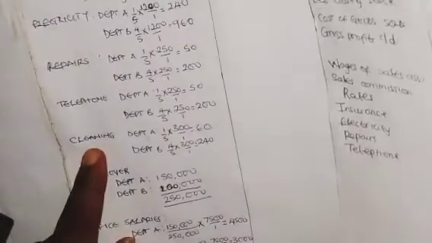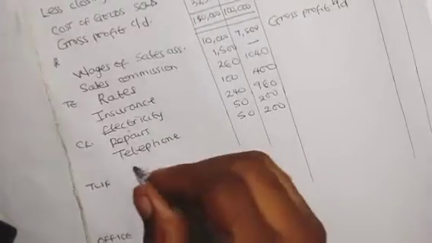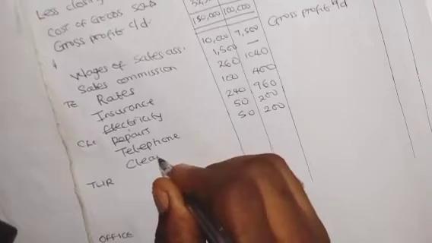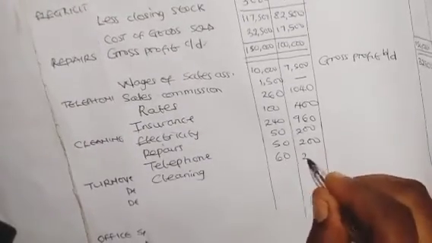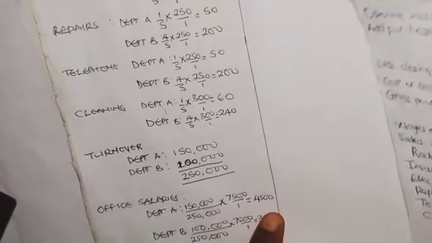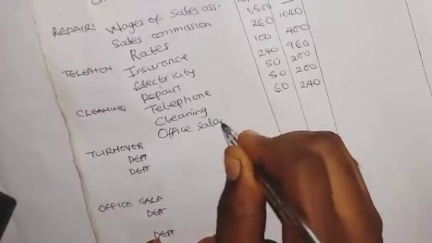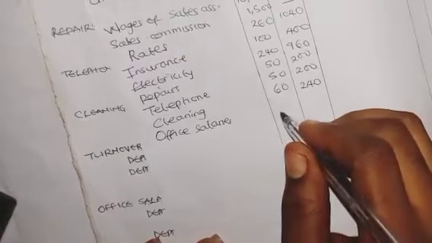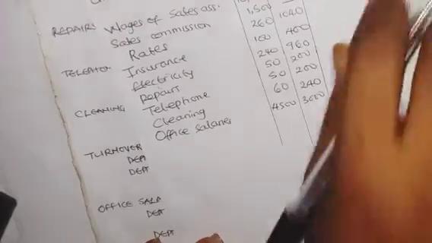Okay. The next one, cleaning. Department A is 60. Department B is 240. The next one, office salary. Department A is 45 and department B is 3,000.